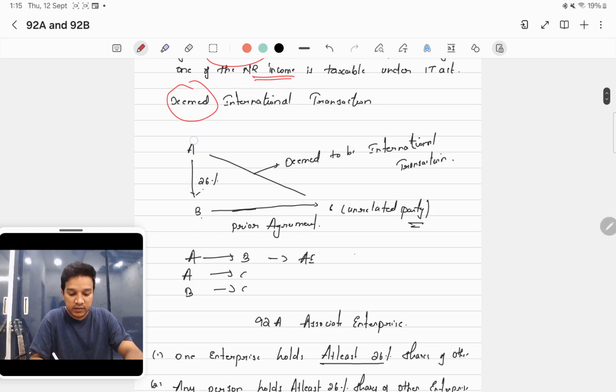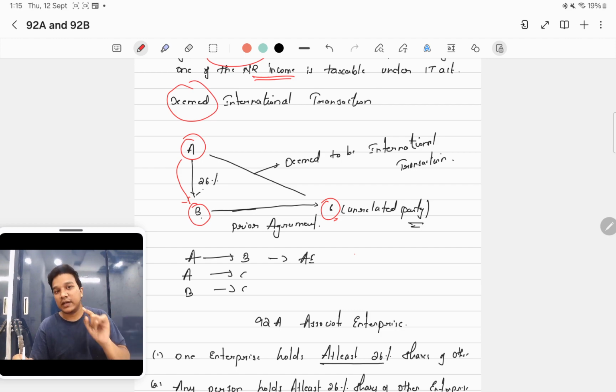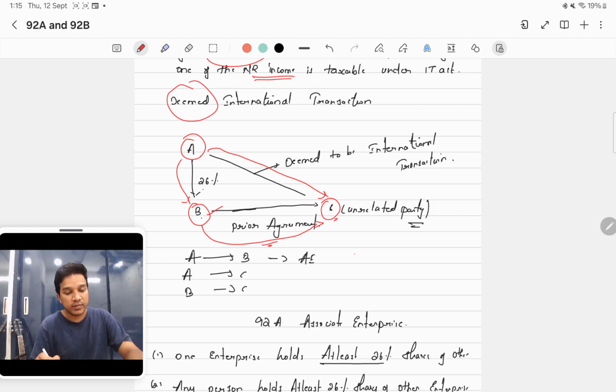Okay, now A is a person in India and C is a person in US, but he is an unrelated person. Okay, he's not an associate enterprise, but A is having an associate enterprise in US, that is B, because A is holding 26% of the shares. Now A and B, these two are associate enterprises. But now I'm entering into a transaction with C. C is an unrelated party, but before entering into a transaction between A and C, B and C had a prior agreement. In case B and C had a prior agreement, then the transaction between A and C will be deemed to be an international transaction. It is as good as A doing a transaction with B.